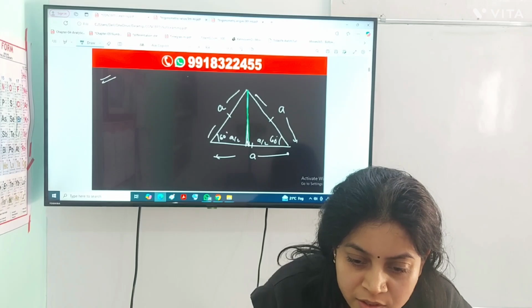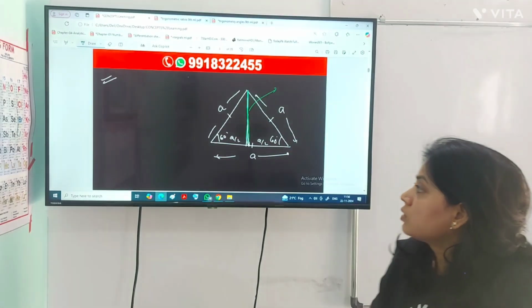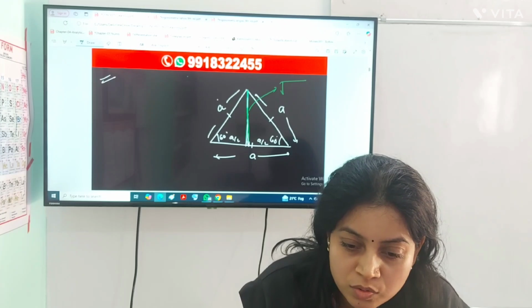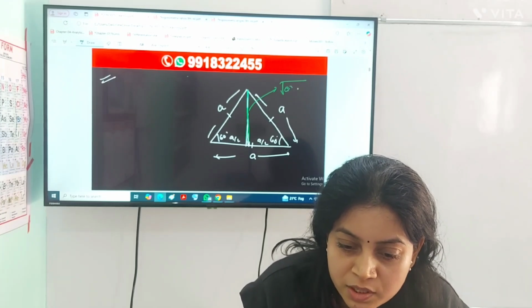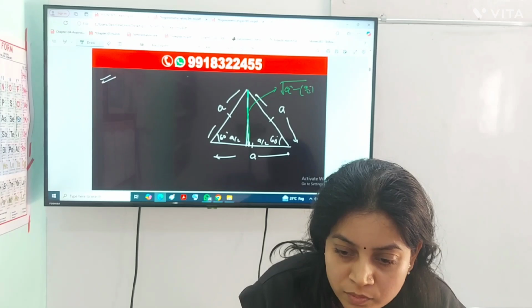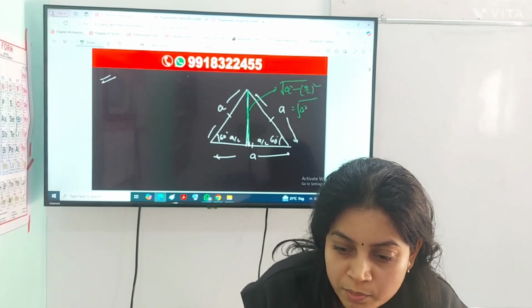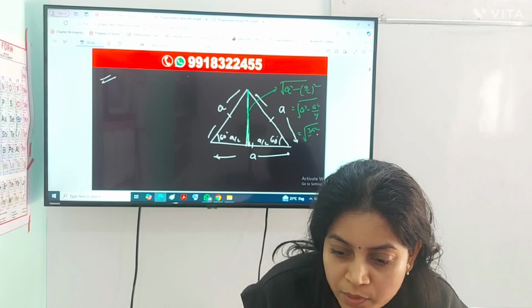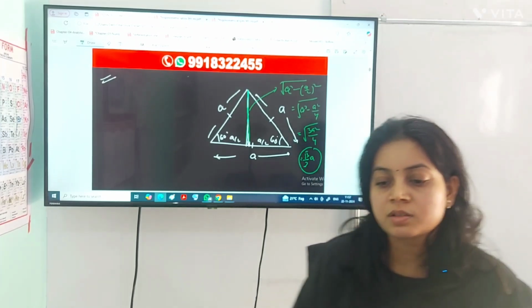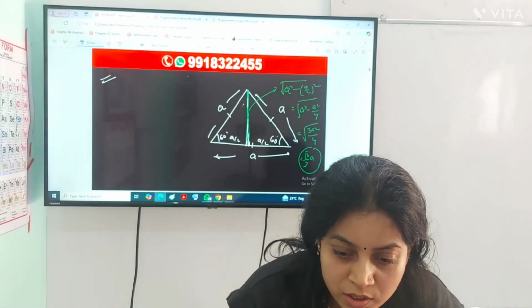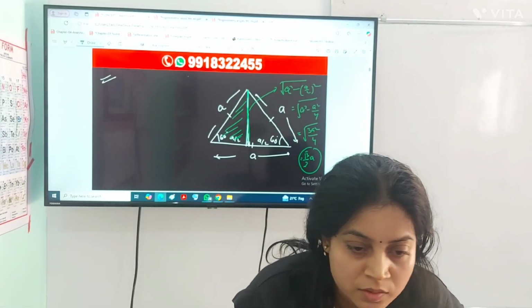So what is the height of the perpendicular? You must have read it in the mensuration, or you can just calculate it by using the Pythagoras also. So its square will be A square minus A by 2 square. That means A square minus A square by 4, that will give you root 3 A square by 4, that will be root 3 by 2 into side. This is the height.